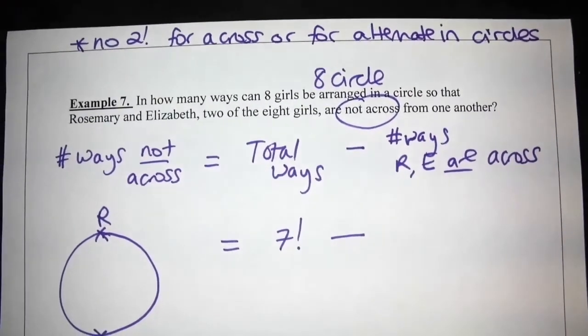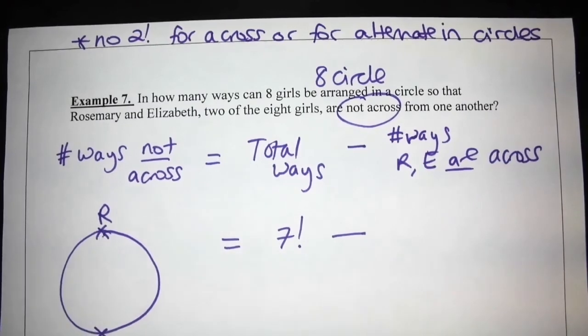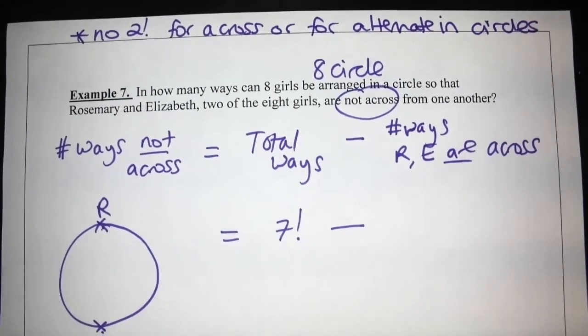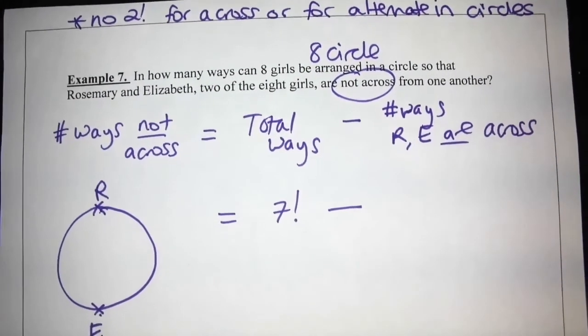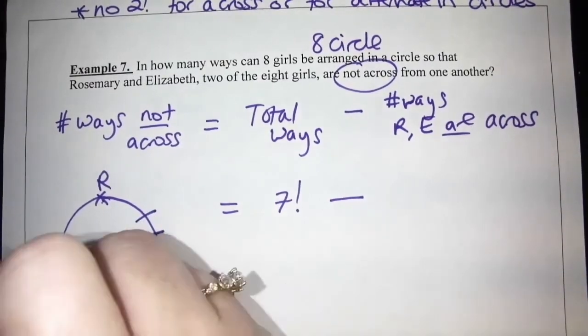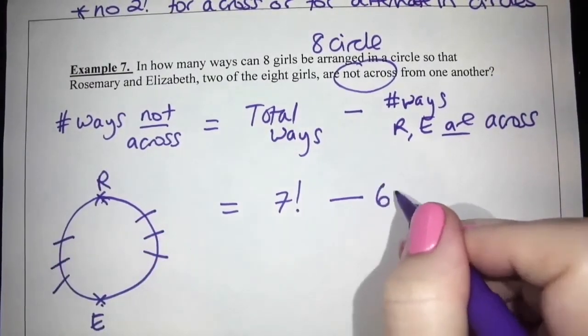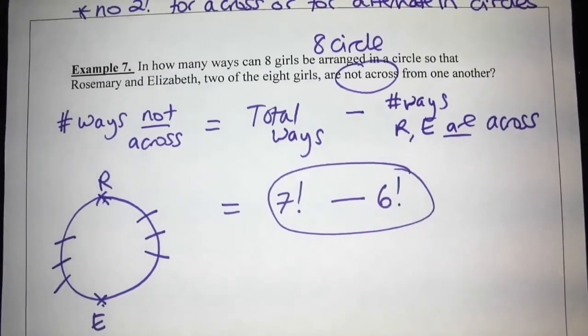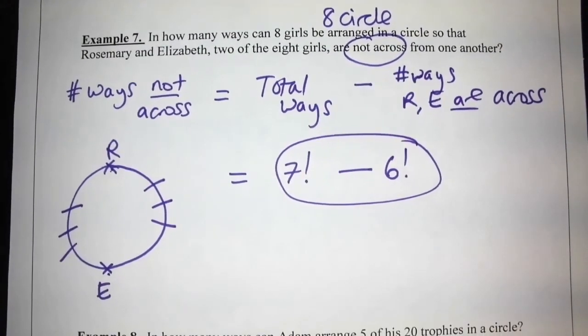Okay, so here, if we place Rosemary here, then Elizabeth has to go there. And so we've taken up 2 of the 8 people. So we have 1, 2, 3, 4, 5, 6 left. And our answer is 7 factorial minus 6 factorial.